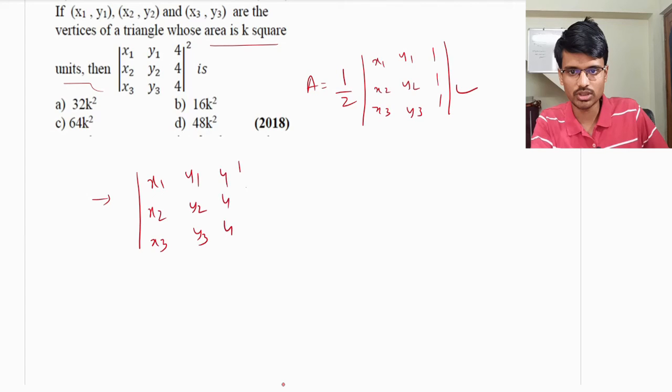Let me call this A. We need to evaluate A square, right? Let me call this B, so as not to confuse. We need to evaluate B square, the determinant of B square. This is our B, right?